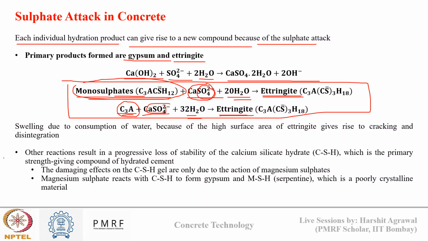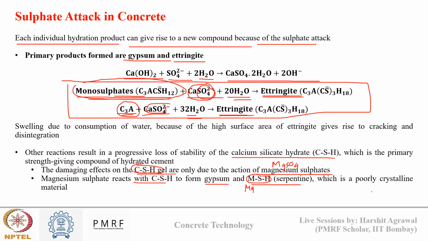Now, there are other reactions also that can happen, which can cause progressive loss of strength of the structure. Okay, so sulfate ions, rather than just affecting the monosulfate group or the C3A group, can affect the calcium silicate hydrate product also. How? So this CSH is affected due to the action of magnesium sulfate. So if magnesium sulfate ingresses into the concrete, it reacts with CSH to form gypsum and serpentine. Okay, and in this serpentine the magnesium ion replaces the calcium ions from the CSH structure.